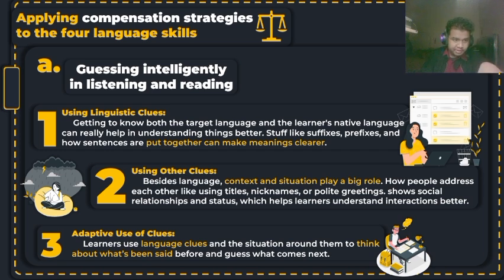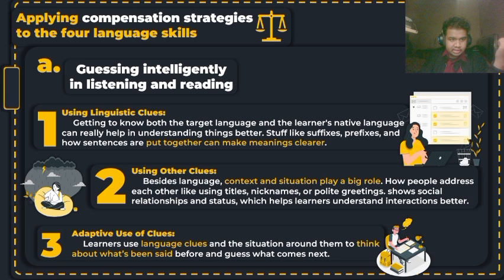For the first one, we have guessing intelligently in listening and reading. First, using linguistic clues, as getting to know about the target language and the learner's native language can help in understanding things better. Things like suffixes, prefixes, and how sentences are put together can make meaning clearer. For example, if learners see words like shovel, grass, mower, and lawn, it's a good bet the topic is about gardening. Also, paying attention to stress patterns can show what is important or contrasting in a sentence.